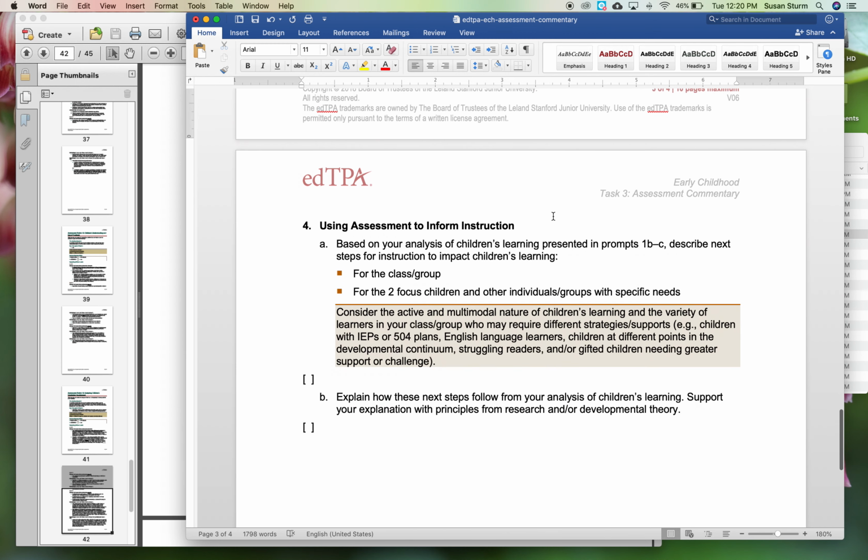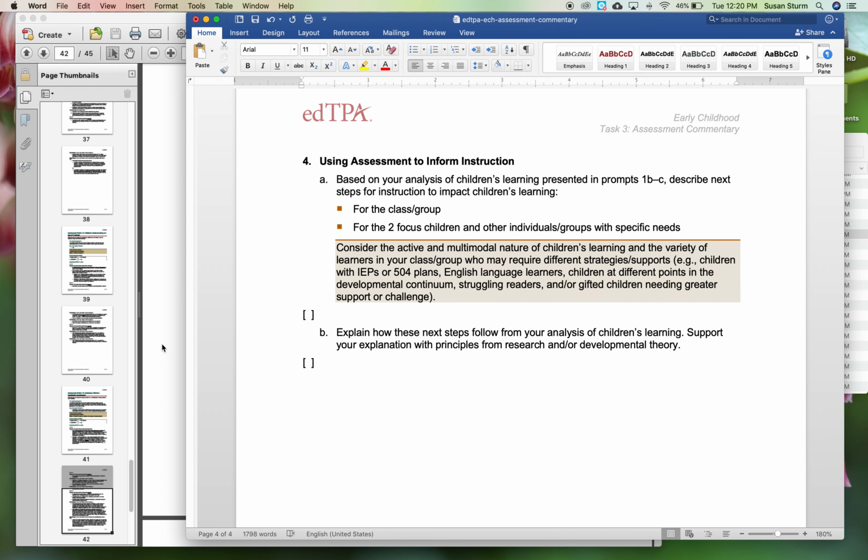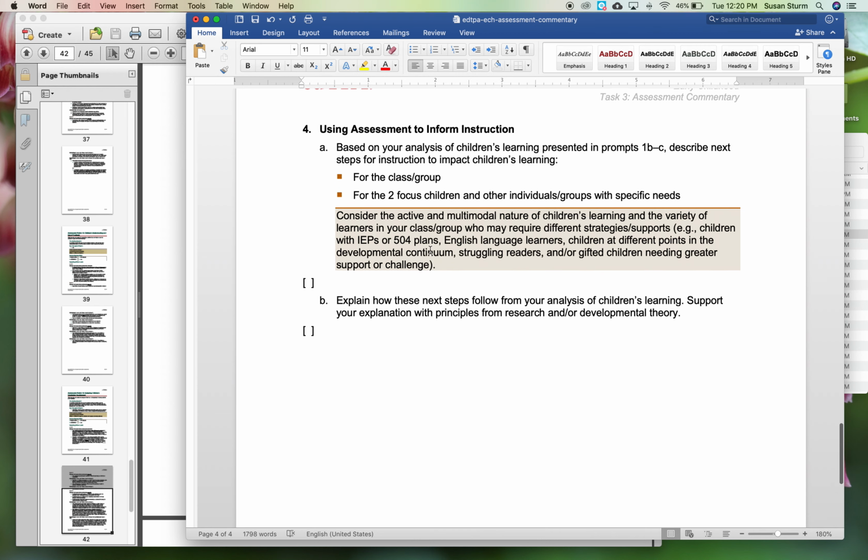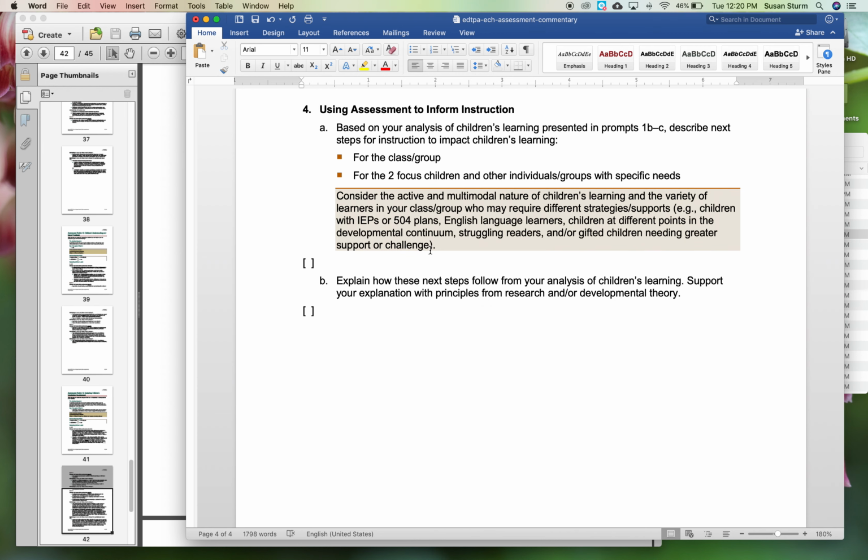Okay. The last question, hallelujah, we're almost there, this is super long, is using your assessment to inform instruction. So based on your analysis of the children's learning presented in the first question, that table and then the patterns that you found, describe next steps for instruction to impact the children's learning for the class and for the 2 focus students. And here you've got to have all students with IEPs and 504 plans. Anyone from your context for learning needs to be here. So based on your analysis of the assessments, what are your next steps?